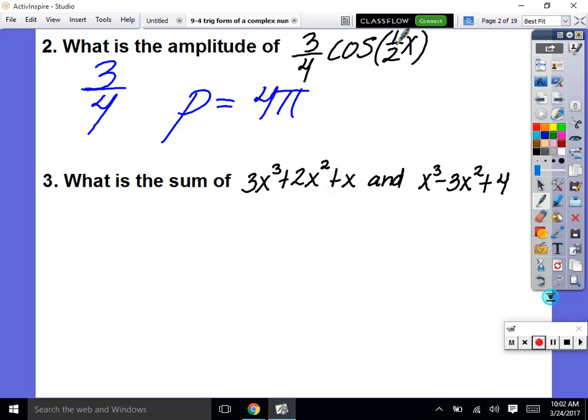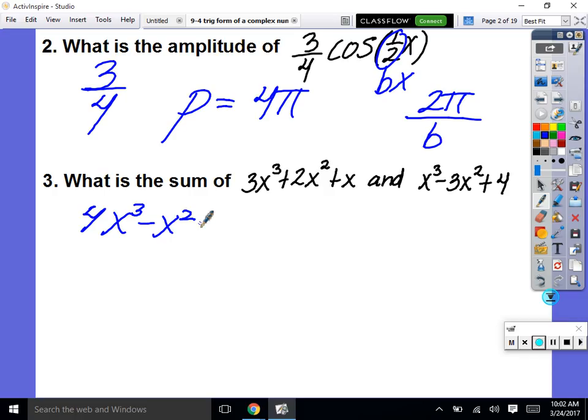We forget that this is bx, and then our period is 2 pi for sine and cosine divided by b. So that's why it's 4 pi. Okay, it says, what's the sum? So we would just combine like terms and put it in standard form, right? 4x cubed, right? Minus x squared plus x plus 4? Yeah. Awesome.